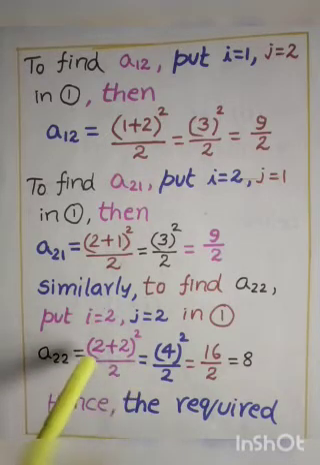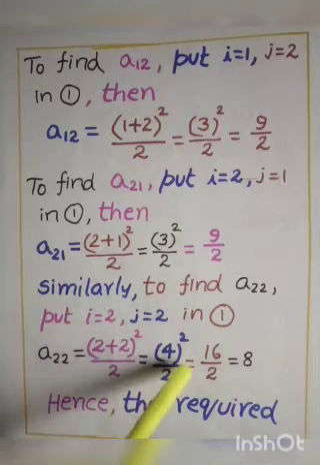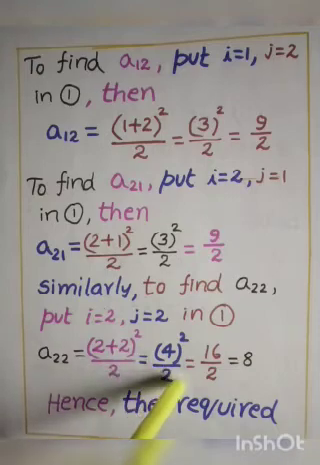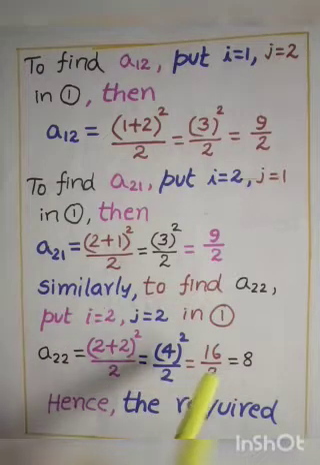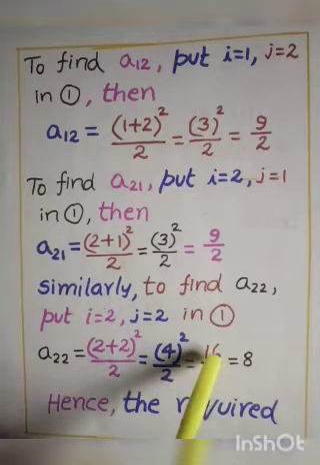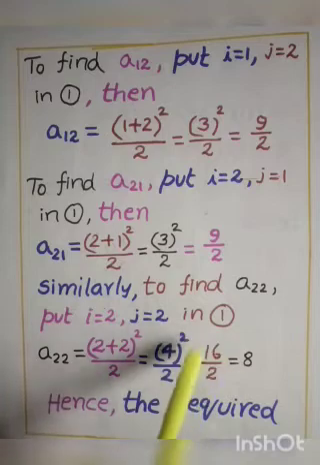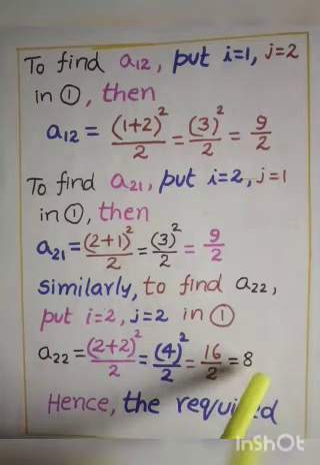2 plus 2 whole square by 2. That is equal to, what do you get in the brackets? 2 plus 2 is 4. So 4 whole square by 2. Understood this step, my dear children? Right. That is equal to 4 square value. What is the value of 4 square? 16. 16 divided by 2. By simplifying these two numbers, what do you get here? 8. Understood this step, my dear children?